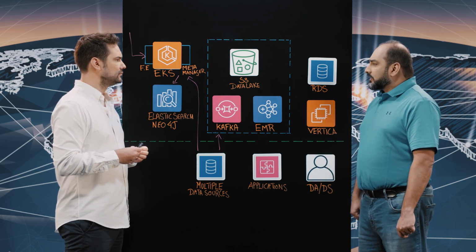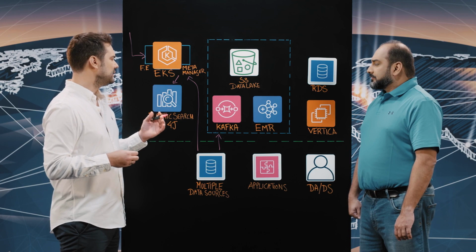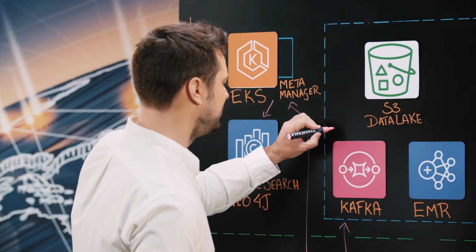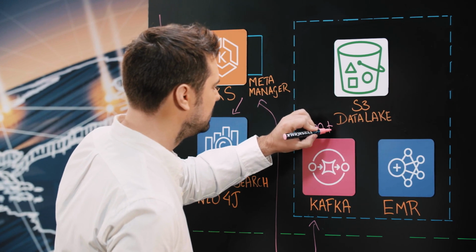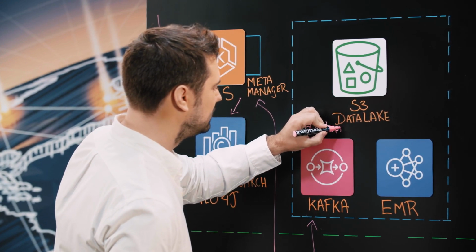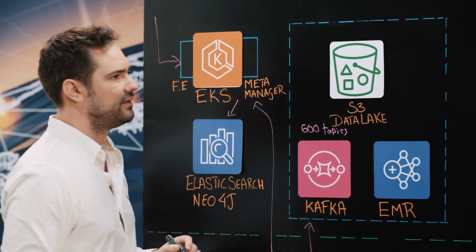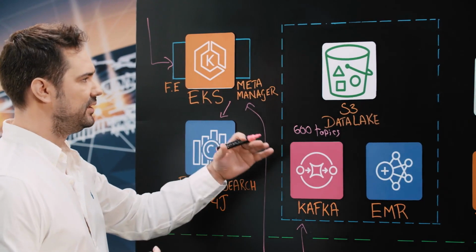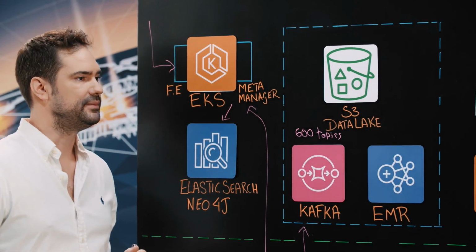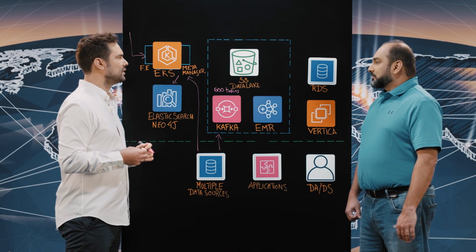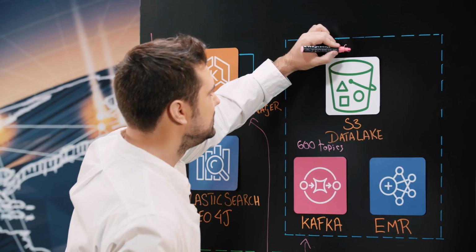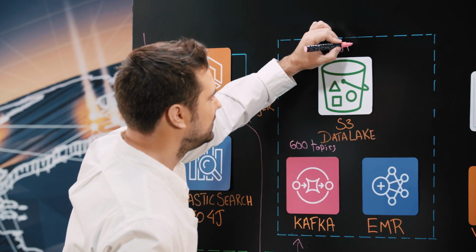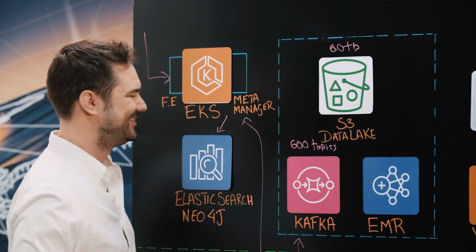What kind of scale are we talking about? Yeah, so in Kafka, we are talking about 600 topics, 250 gigabytes, and in average, we have a 7 days retention period. So all of the data is stored in S3. Okay, and what kind of scale do we have in S3? Yeah, so in S3, we have around 60 terabytes today. Sorry for my writing. No problem. Great amount of data there.